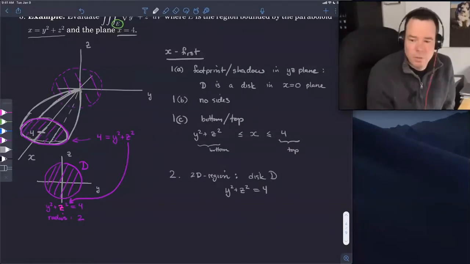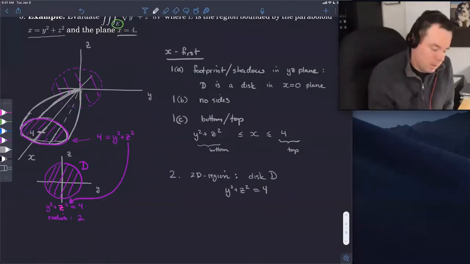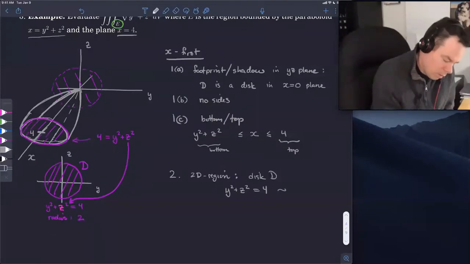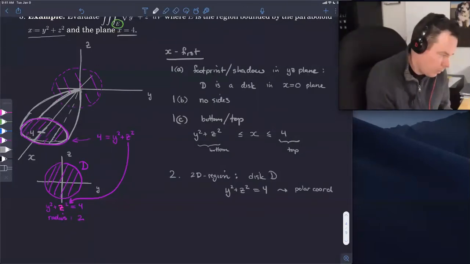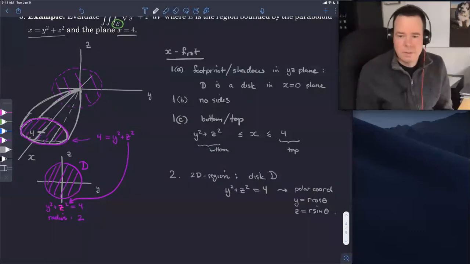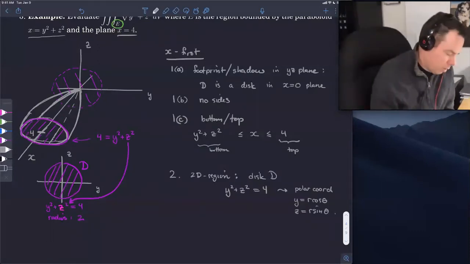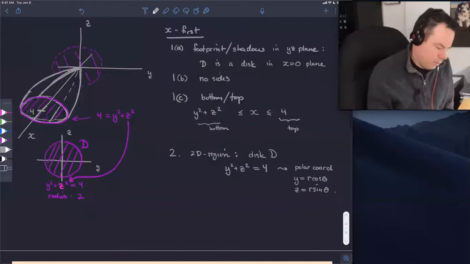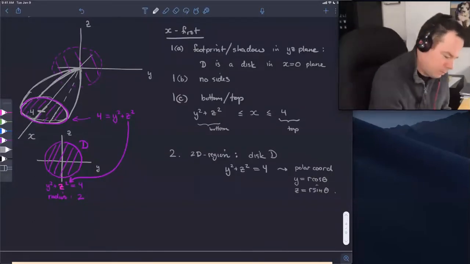Well, this is now integrating over a disk. Now we're into a double integral. And so our integration plan would be to go to polar coordinates, because it's a disk now. And so our polar coordinate plan would be, we take y is equal to r cos theta, and z is equal to r sine theta. And so there is our setup. That's our full plan for how we're going to deal with this.